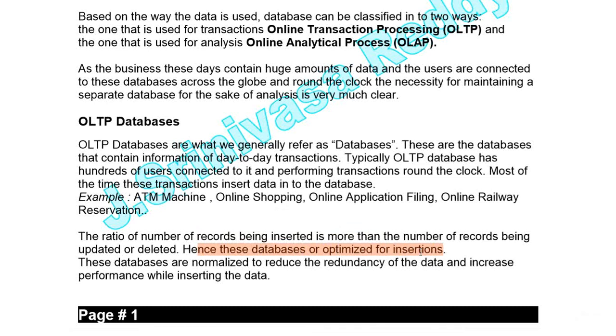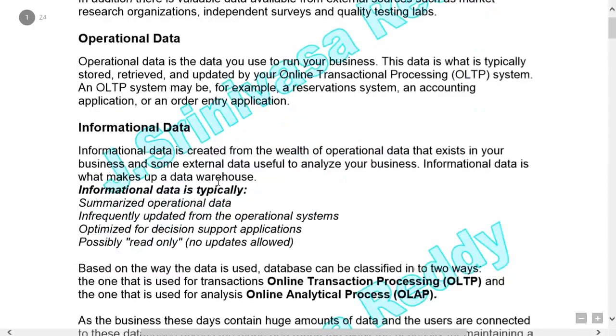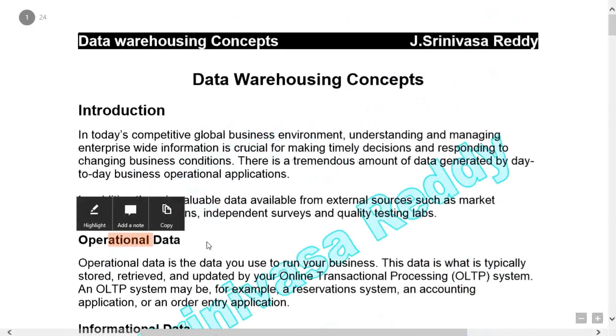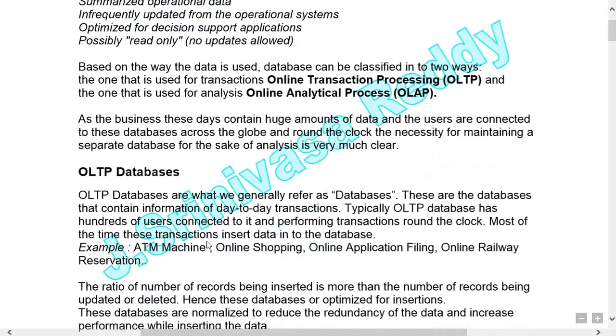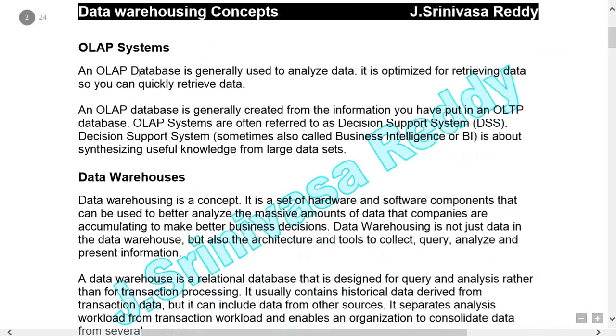They are optimized for insertion. That's why we don't want to keep any redundancy. So these databases are highly normalized. Redundancy is eliminated, which increases the performance of the insert operations. So this is what an OLTP database is. Of course, this OLTP database contains operational data. So we call these OLTP databases operational databases or transactional databases, or also operational sources. Then what about OLAP systems?